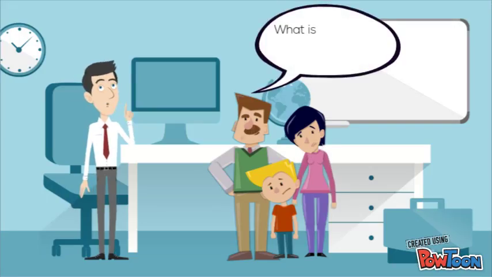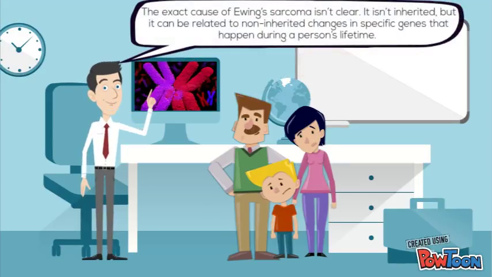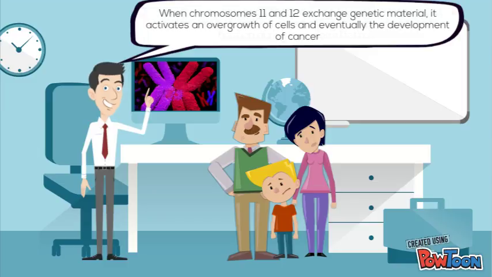Doctor, what is the cause of Ewing sarcoma? The exact cause of Ewing sarcoma isn't clear. It isn't inherited, but it can be related to non-inherited changes in specific genes that happen during a person's lifetime. Exchange of genetic material between chromosome 11 and 12 is usually observed in patients with Ewing sarcomas.